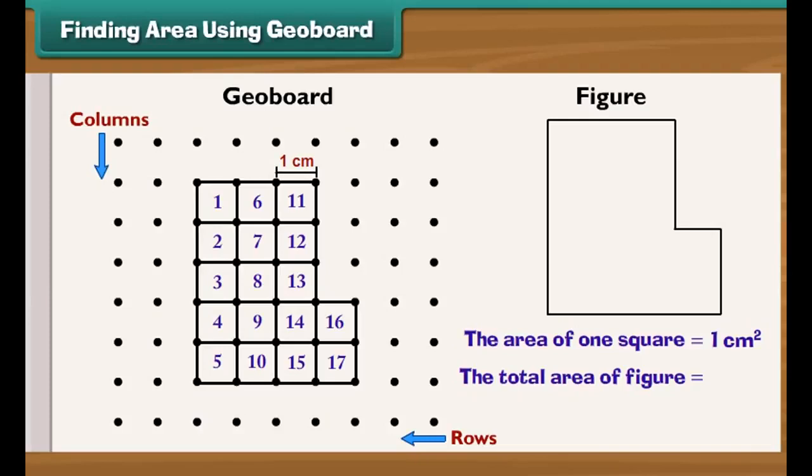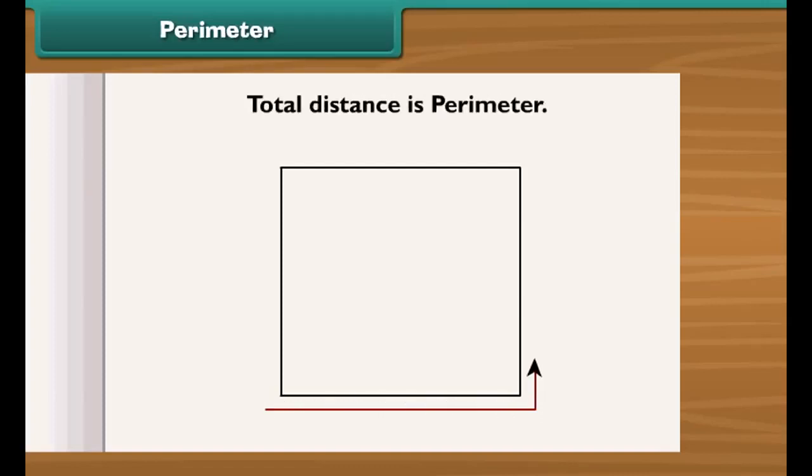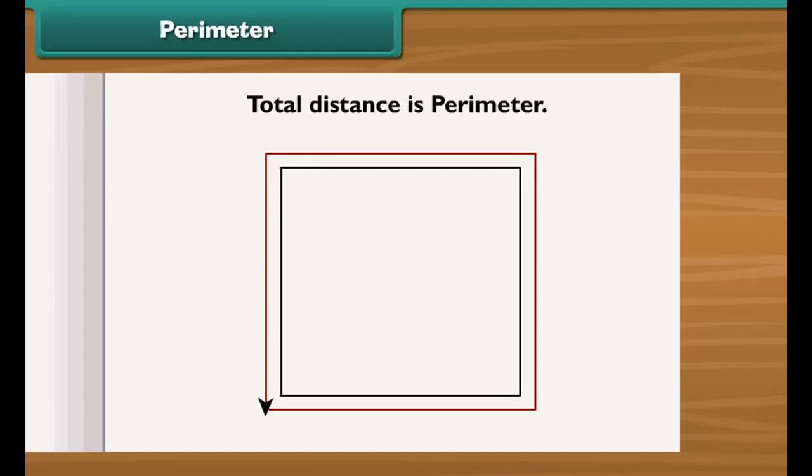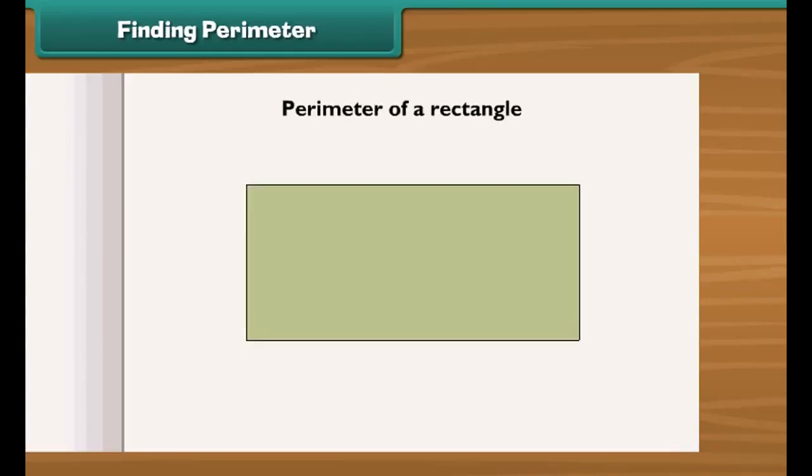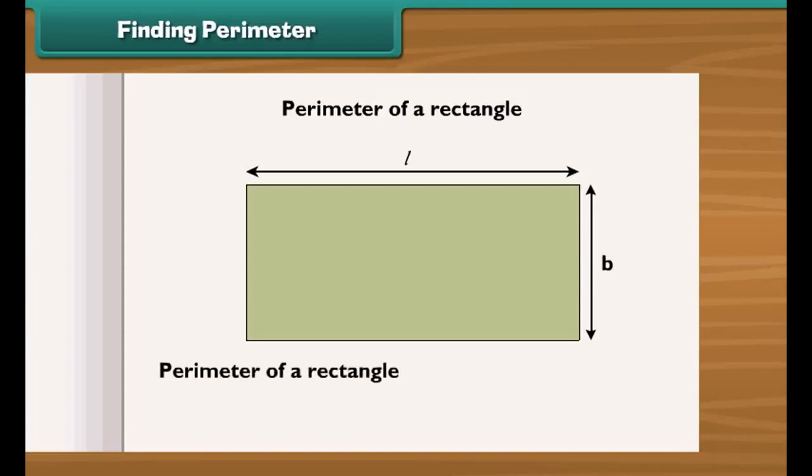It is now time to count all the square blocks. The area of each square block is 1 centimeter square. The area of the complete figure is equal to the number of square blocks multiplied by the area of one square block, that is, 17 into 1 is equal to 17 centimeters square. Perimeter. The total distance around a two-dimensional figure is known as its perimeter. In other words, perimeter of a two-dimensional figure is the length of its boundary.